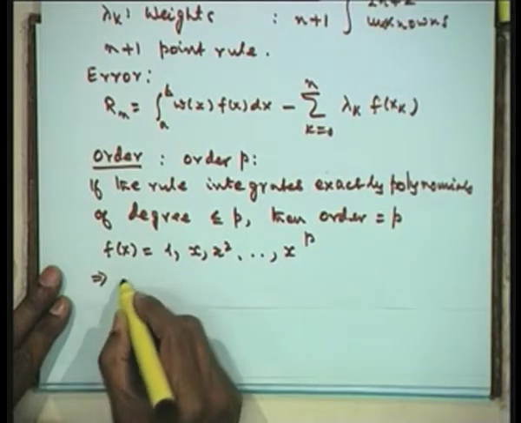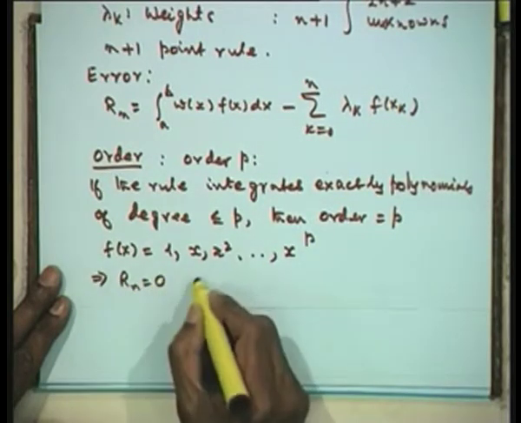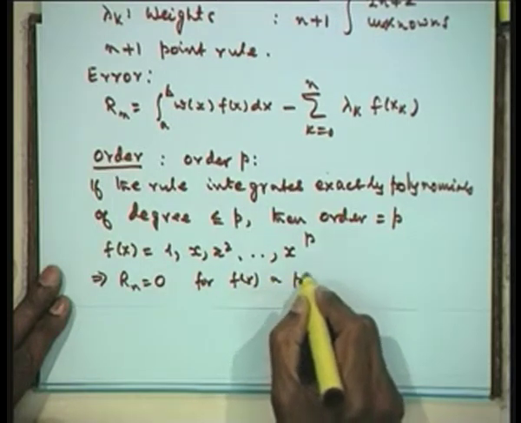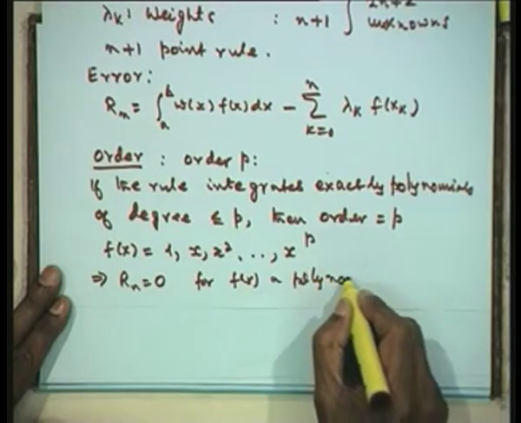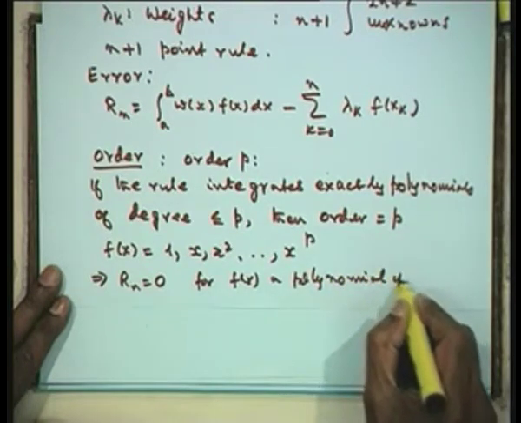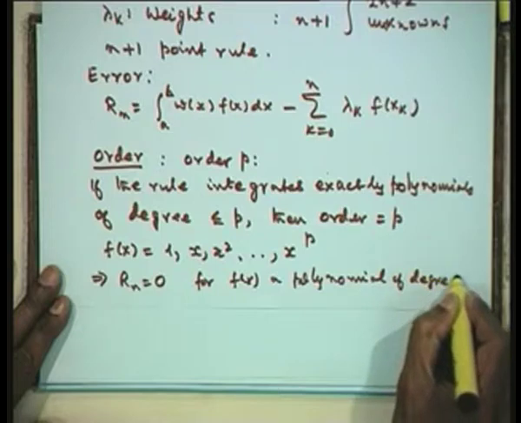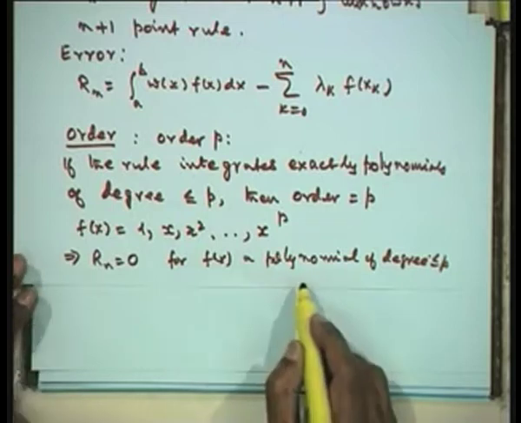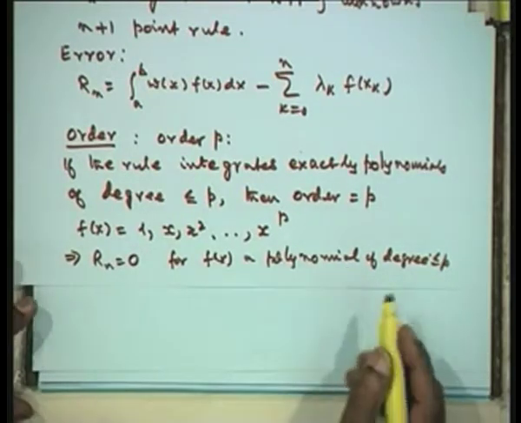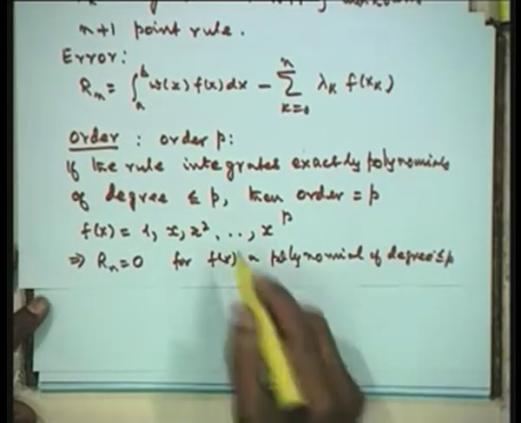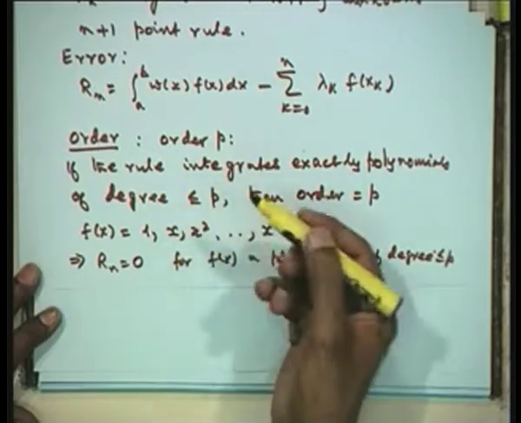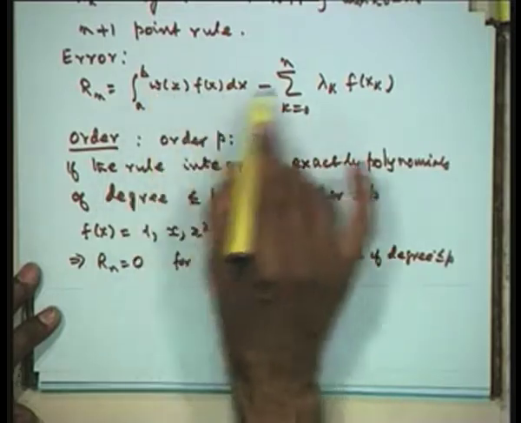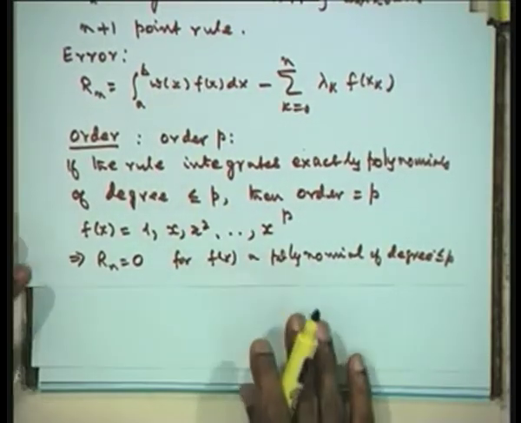So, this would also imply that R n is equal to 0 for f x a polynomial of degree less than or equal to p. So, the error would be 0 if f x is a polynomial of degree less than or equal to p. This is how one can check whether the order is 1, 2 or 3 by just substituting it and then showing that the error is equal to 0 in these particular cases.